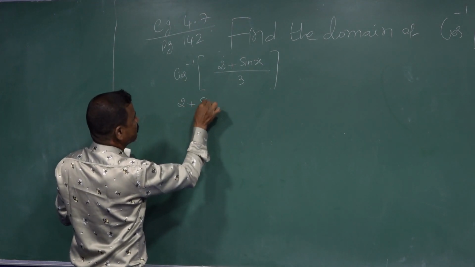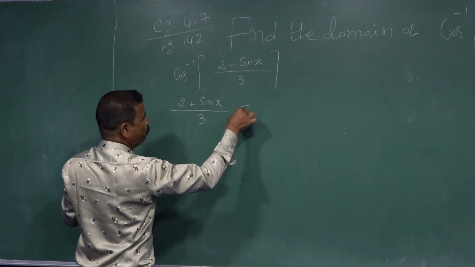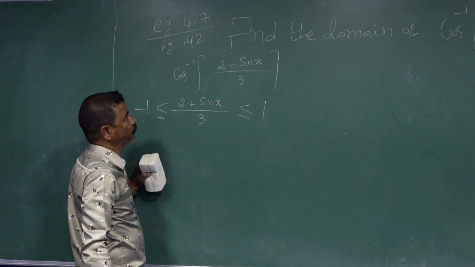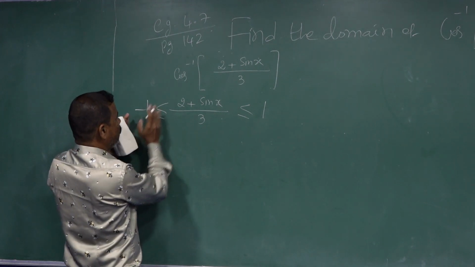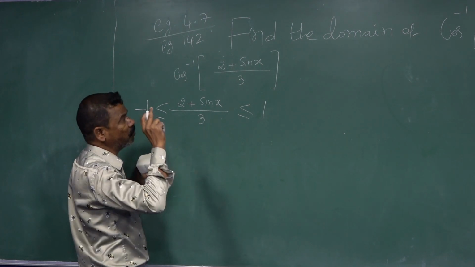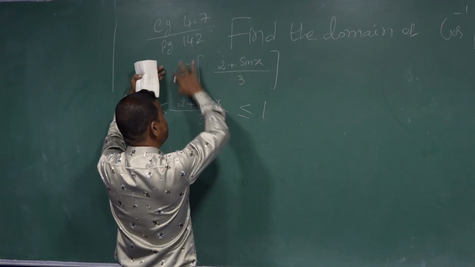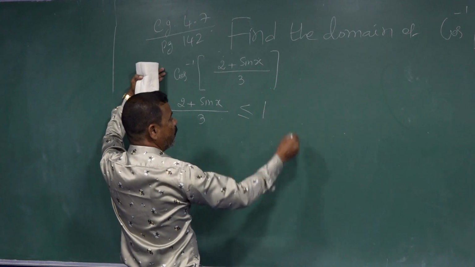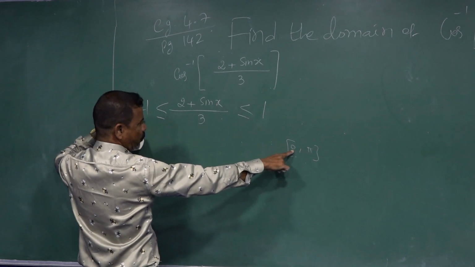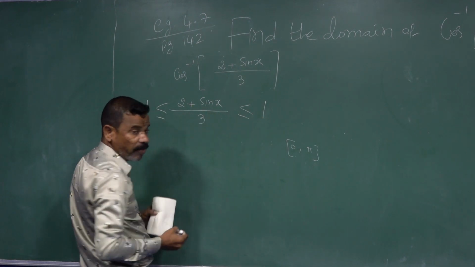(2 + sin x)/3 lies between minus 1 to plus 1. Why? This is the total principal value, minus 1 to plus 1. That's why we're putting it like this. Otherwise, you check, this is the angle, totally angle. That angle lies between 0 to π. Cos 0 is 1, and cos 180 is minus 1. That's why this value lies between minus 1 to plus 1.